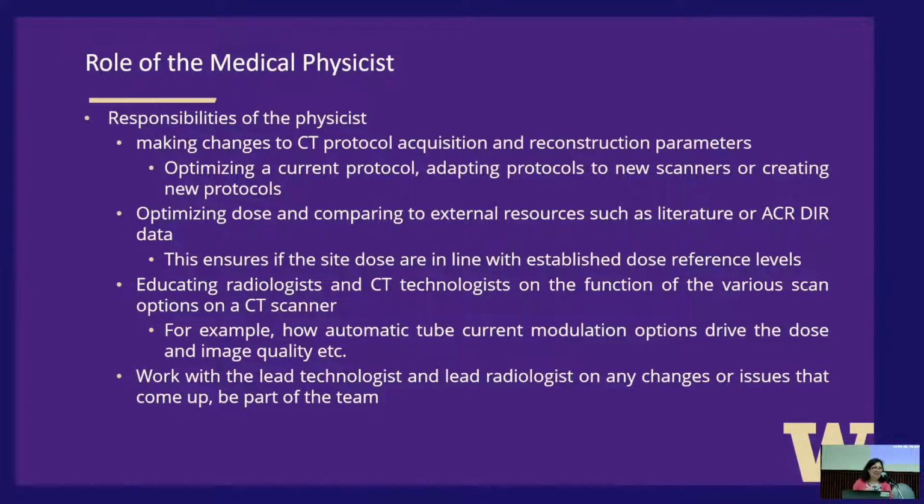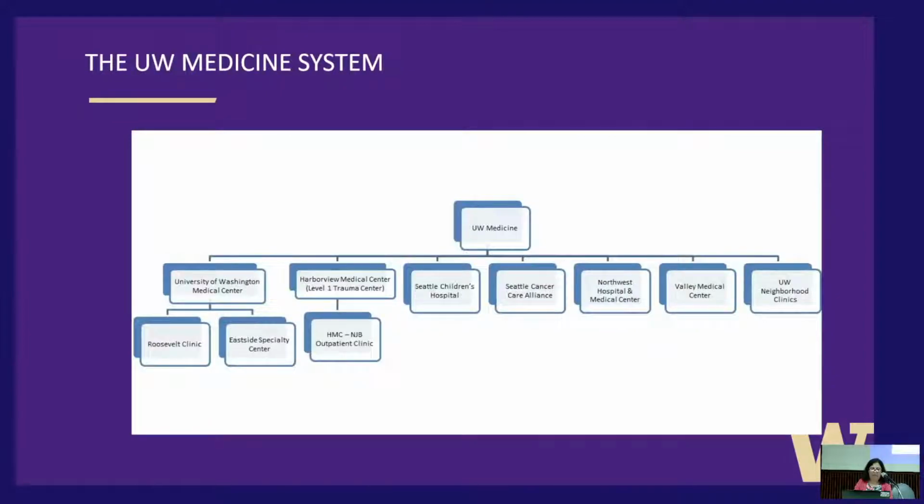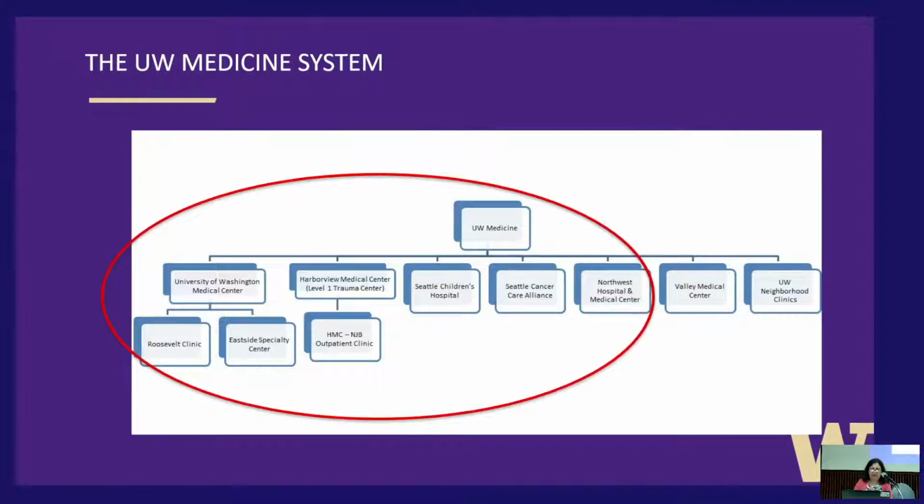You need to get on the scanner, you need to talk to the technologist. If you want to make changes on the protocol, you need to work with the technologist. They really have to be very involved in what you're doing as part of your job. Again, I'll mention this is our University of Washington Medicine system. We control all of these, which makes my life very difficult when I'm doing protocol review.